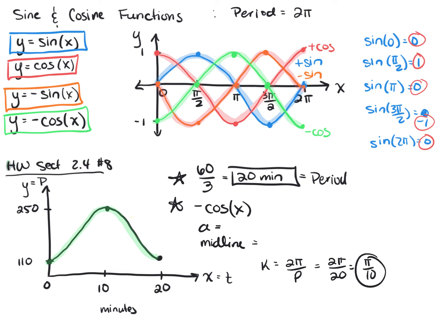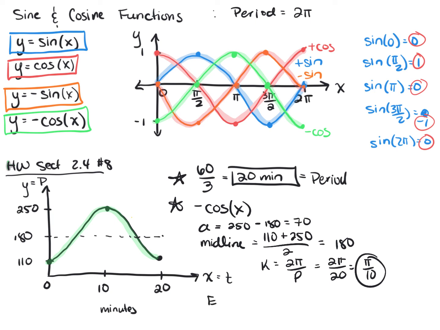And then to calculate my midline is just 110 plus 250, divide that by 2. That gives me a midline of 180. So 180, that's my midline. Okay, and then my amplitude, well, I'm going to start with my maximum number, subtract my midline. That gives me an amplitude of 70. So I have all the pieces to write my equation.